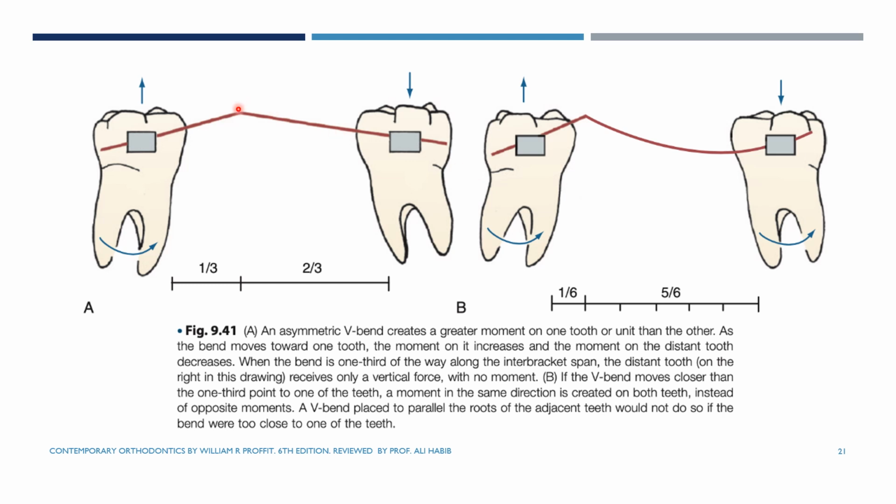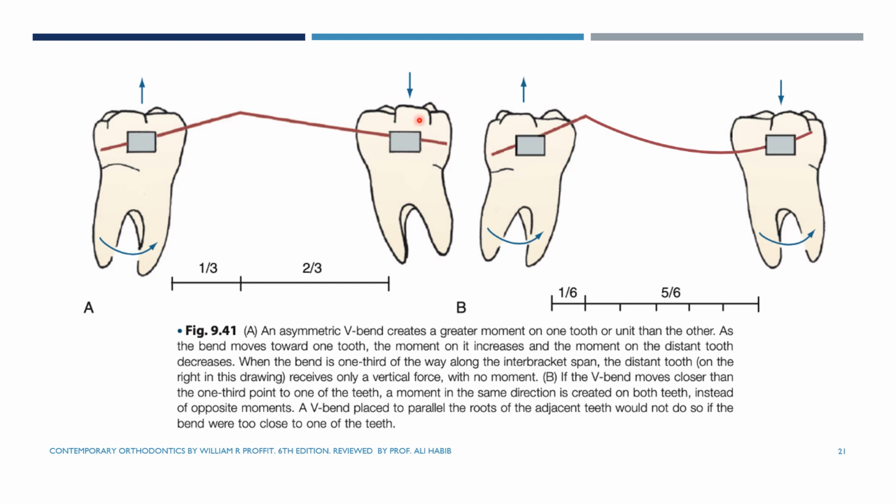But if we come exactly to the 1/3 position, meaning the V-bend is 1/3 away from this segment and 2/3 from that segment, we will cancel the moment felt by the anterior, or the distant, unit. And if we come even closer, we'll have two moments in the same direction. So we moved from a clockwise moment when it was off the center, to no moment at the 1/3 position, to an opposite moment similar to the moment on the posterior segment when we came to the 1/6 position.